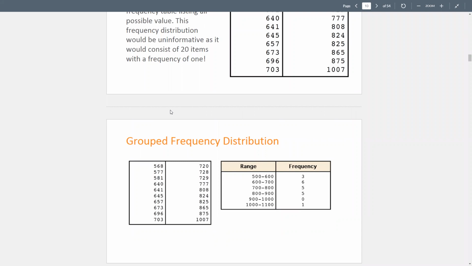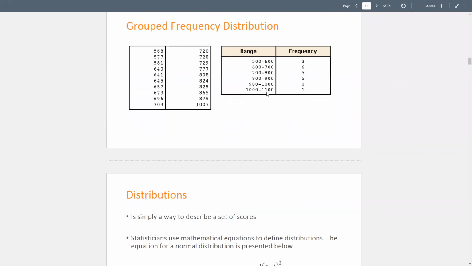What you would do if you were presenting a frequency table for a continuous variable, say in a report, is what they call a grouped frequency distribution. You would group the values, a 500 to 600 range, a 600 to 700 range, and give the count within each range. That might be a more useful representation than just listing each value.